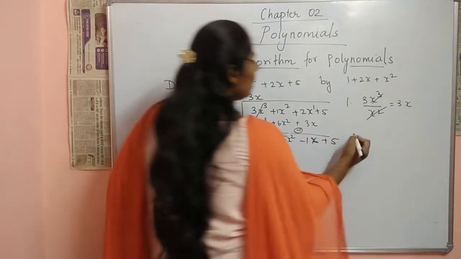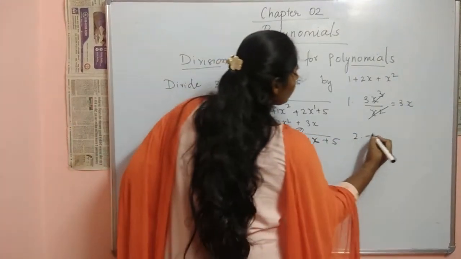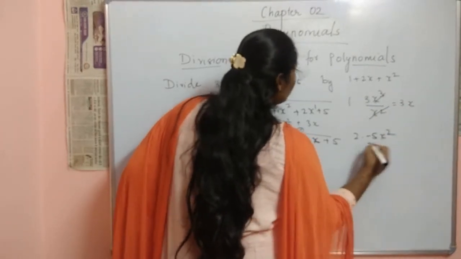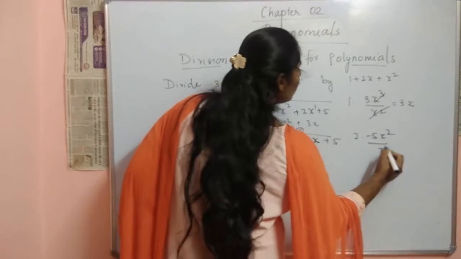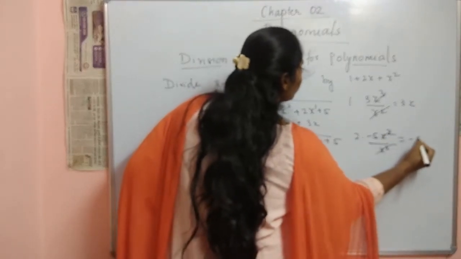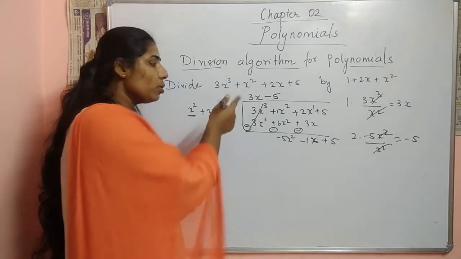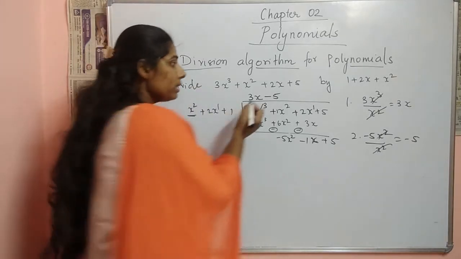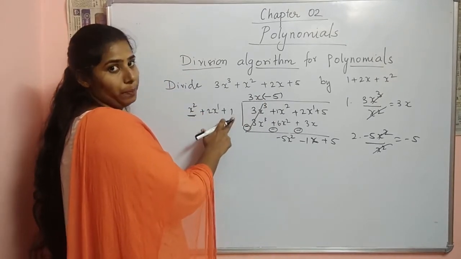So again I will do one thing. First term of the remainder. The first term of the remainder is minus 5x square upon first term of the divisor is x square. So x square cancelled and you will get back minus 5. We will put it in the quotient. Now this minus 5 will be multiplied to each term of the divisor.